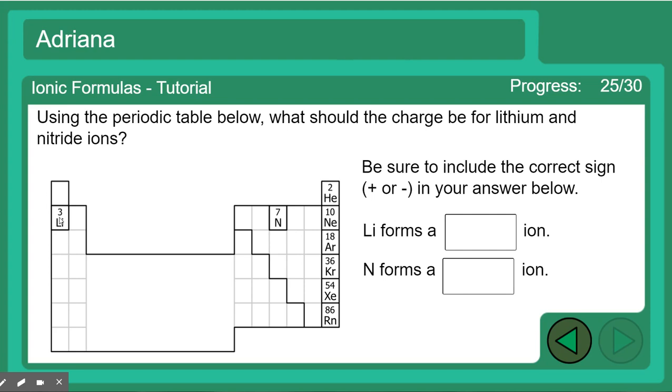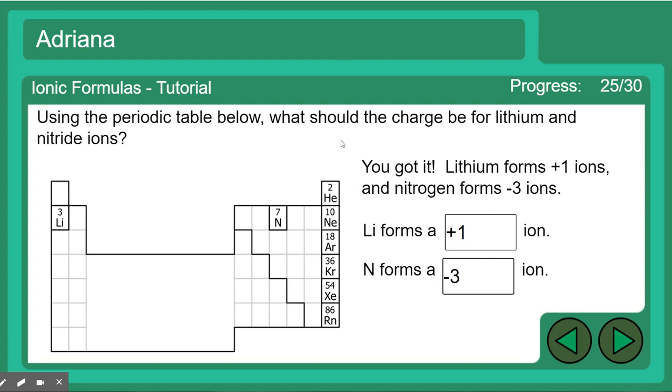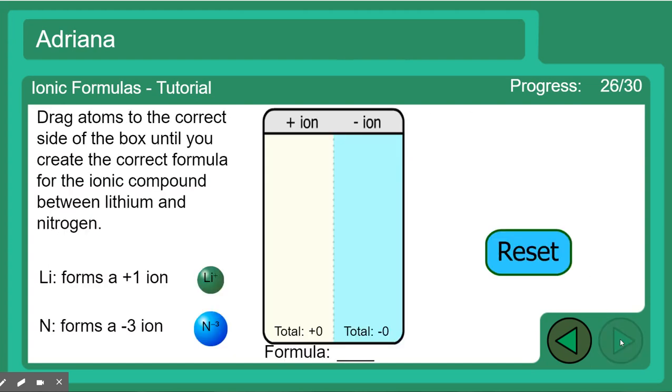Lithium is always going to lose 1 electron to become like helium, and that's going to cause it to form a +1 ion. Now let's look at nitrogen. Is nitrogen going to lose 5 electrons to become like helium, or is it going to gain 3? Nitrogen is going to gain 3, so it's going to have a -3 ion. And that says that we're correct.